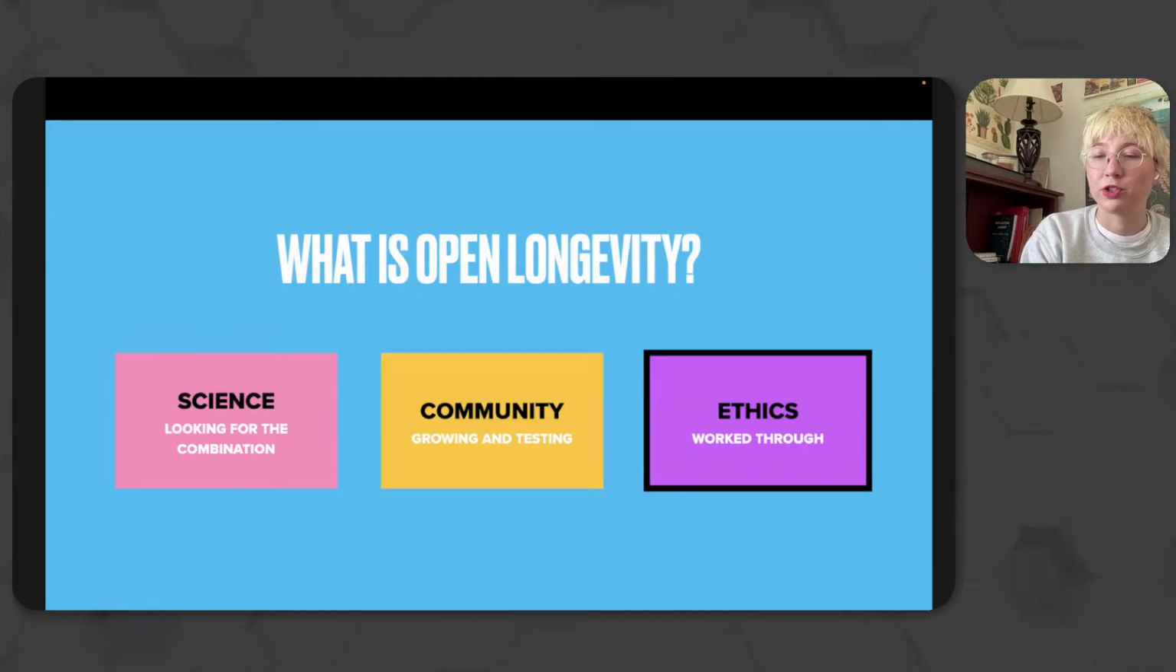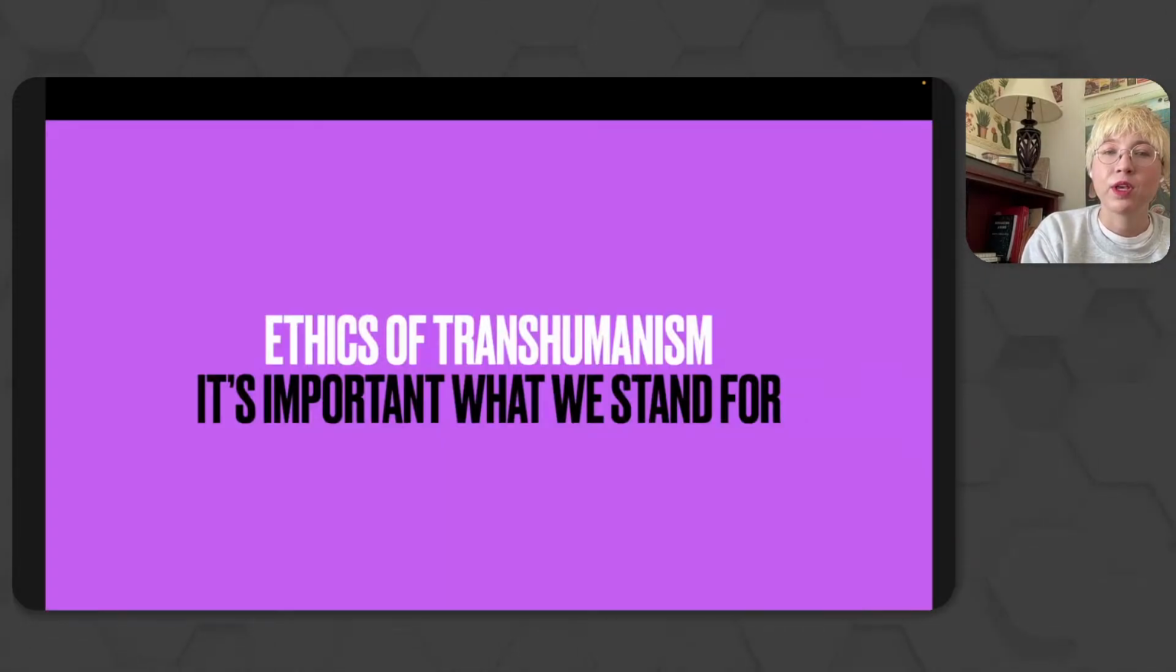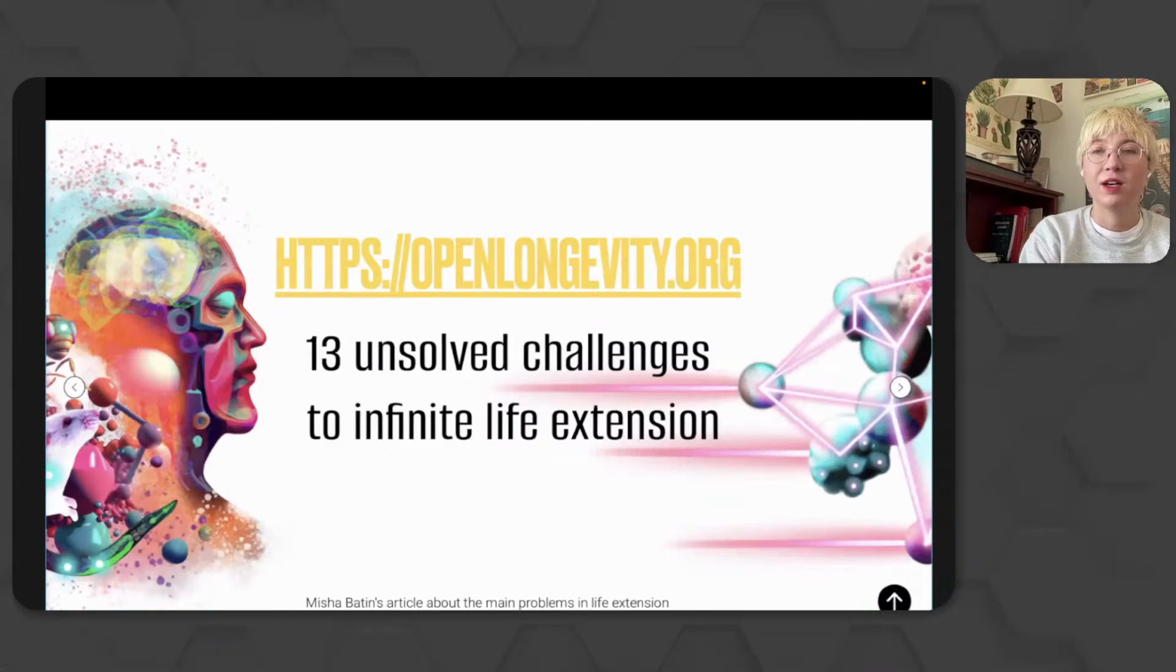Why are we so much focused on ethics as well? Well, it's important to know what we stand for and what we stand on. As an example, you can find this article by Misha Batin, my co-founder in Open Longevity. This is his long read about 13 unsolved challenges to influence life extension. And these are all, well, not scientific problems, but we are facing them in the industry anyway. And you can pick up some ethical basics where we stand from reading this article.